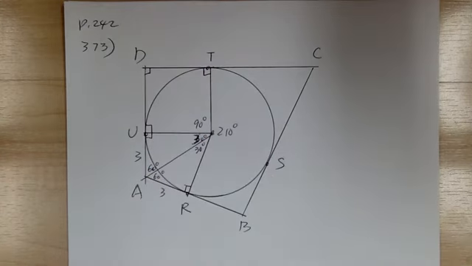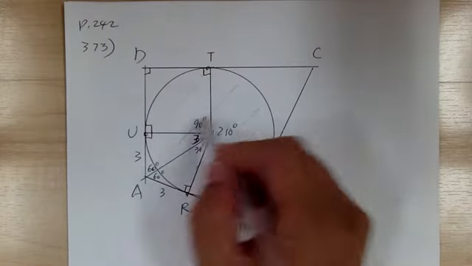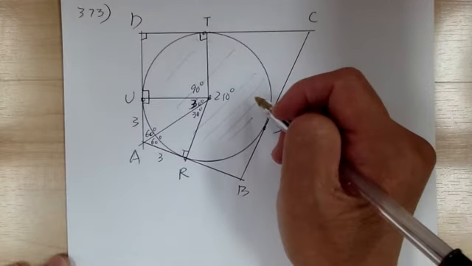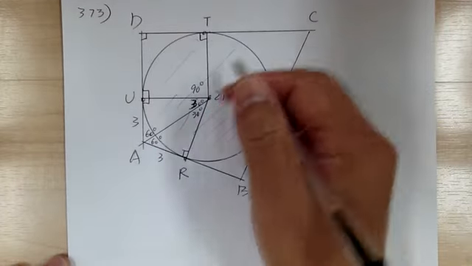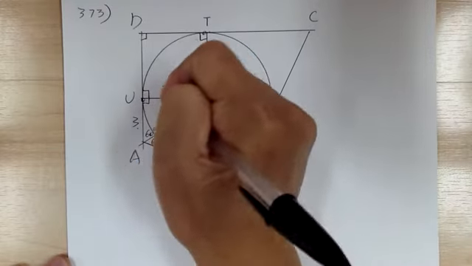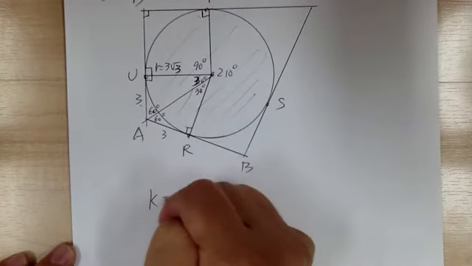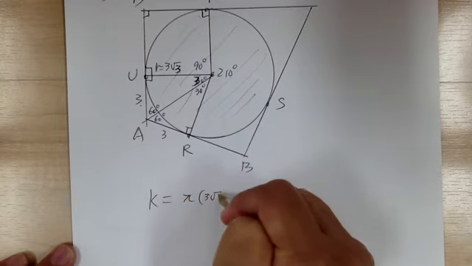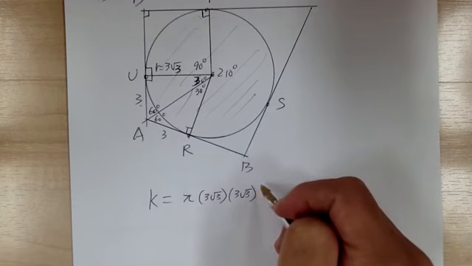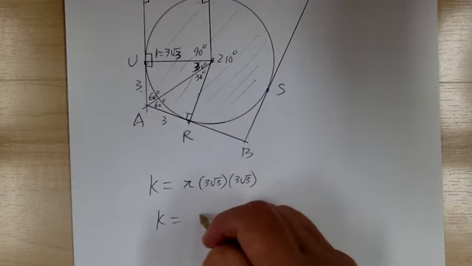So let's see what we're looking for. We're looking to find the area of the circle. This is very easy. To find the area of the circle, you need to find the radius, right? So if this is 3, this would be 3 square root of 3. So R equals 3 square root of 3. Now the area equals pi R squared. So writing it out, pi R squared, and so K will equal 27 pi.